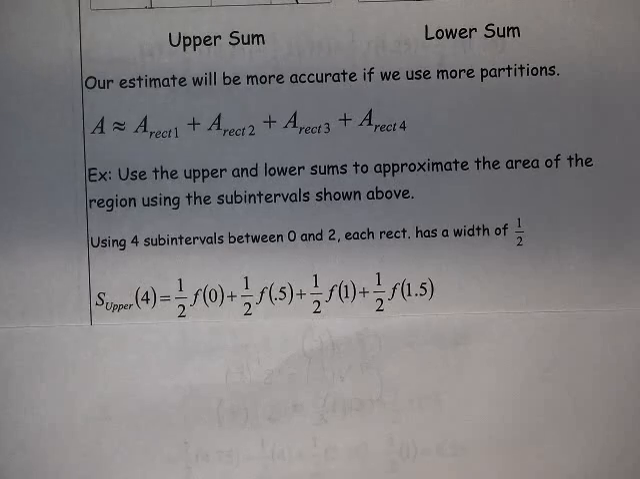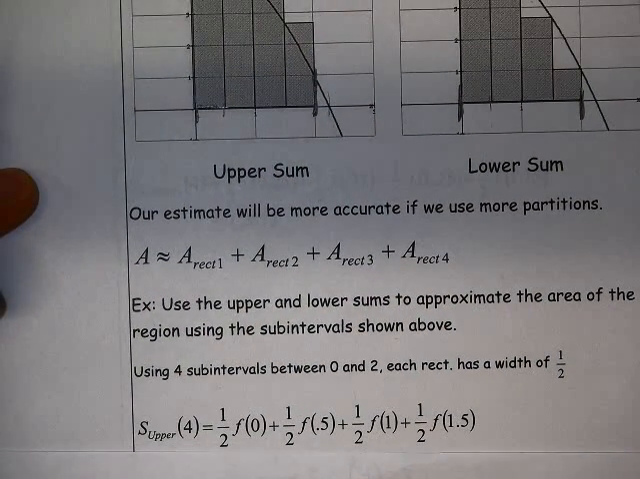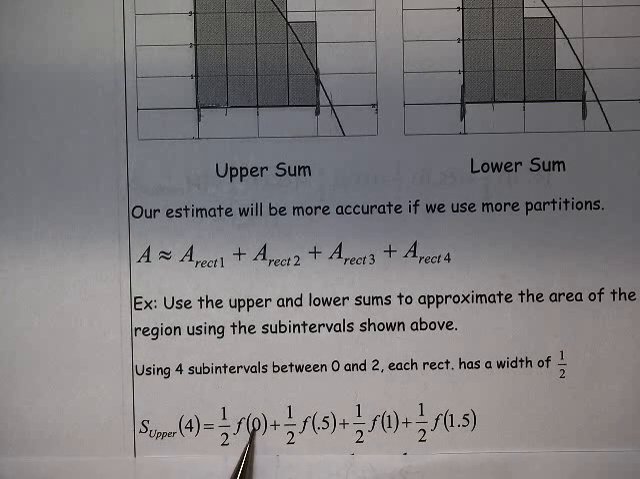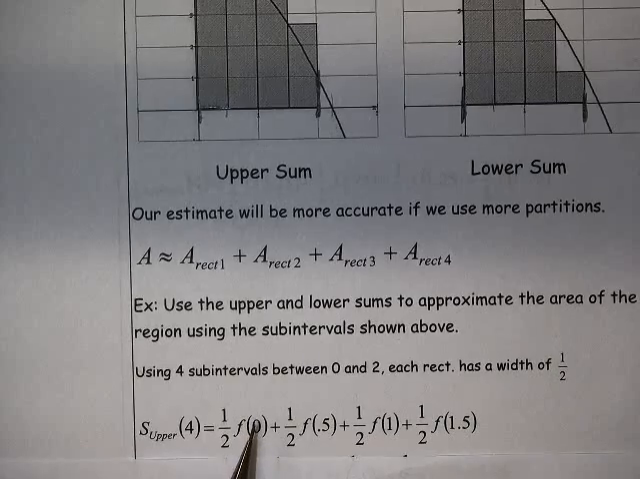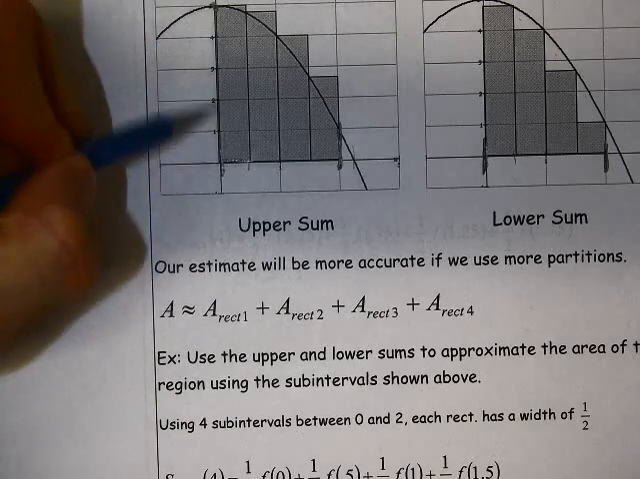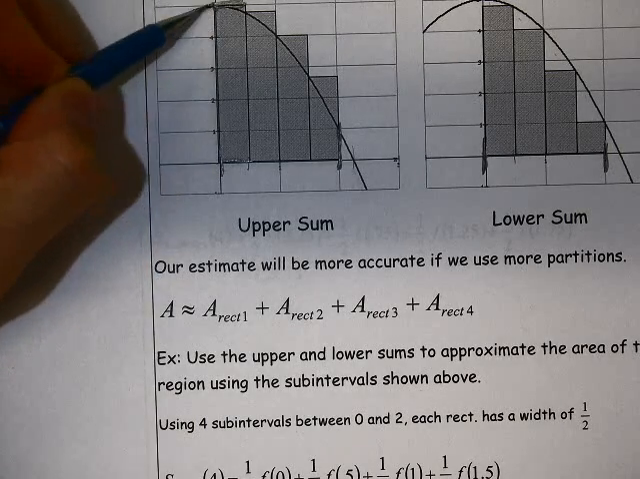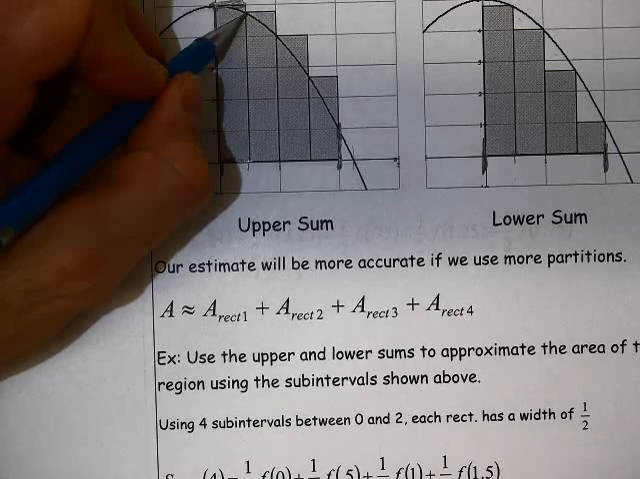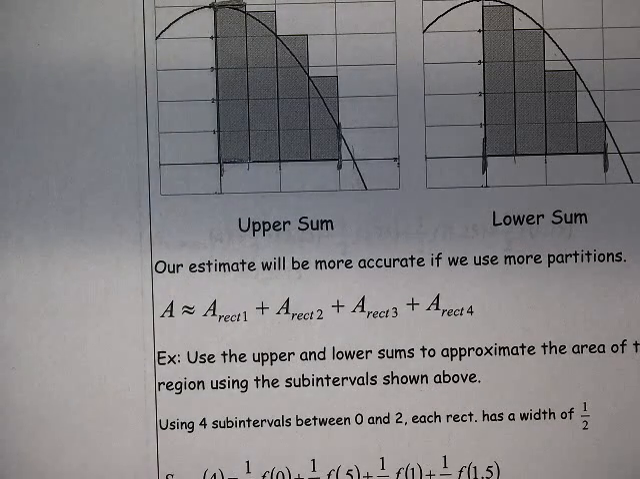That's all we're doing. So for the upper sum, the width is 1/2 for the first rectangle, and then the height of that rectangle for the upper sum is defined by the height of the function at x equals 0. That rectangle tops out at f of 0, so that's the height. The next rectangle is the width of 1/2, and the top of the rectangle is defined by f of 0.5. The next rectangle is 1/2. Its height is defined by the function at x equals 1, so we use f of 1, and so on.